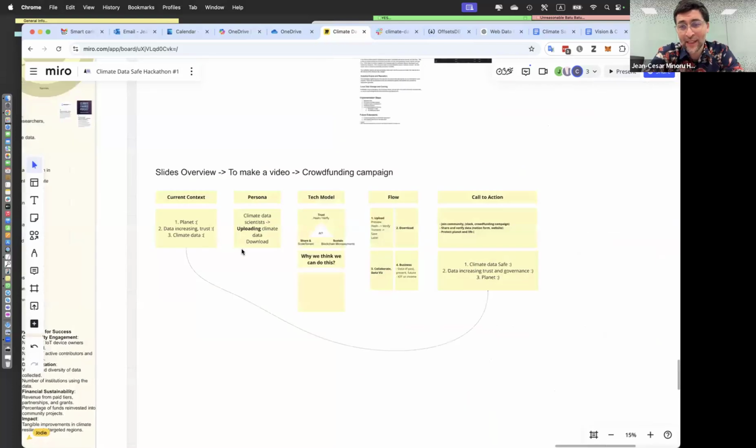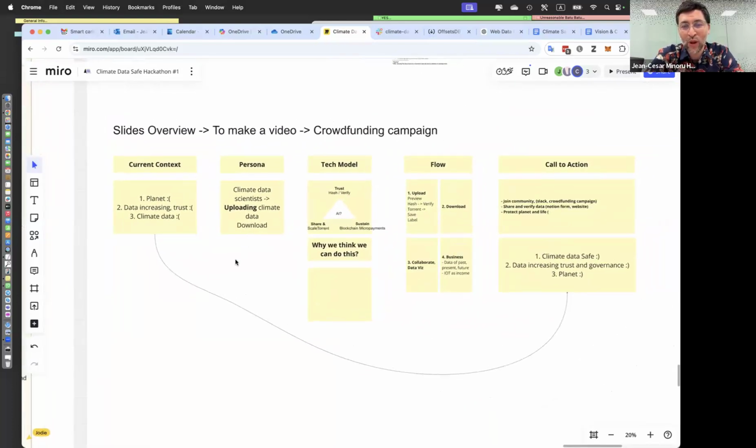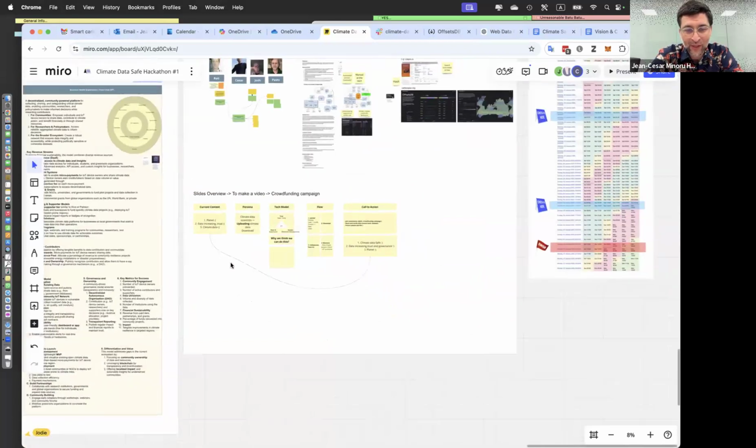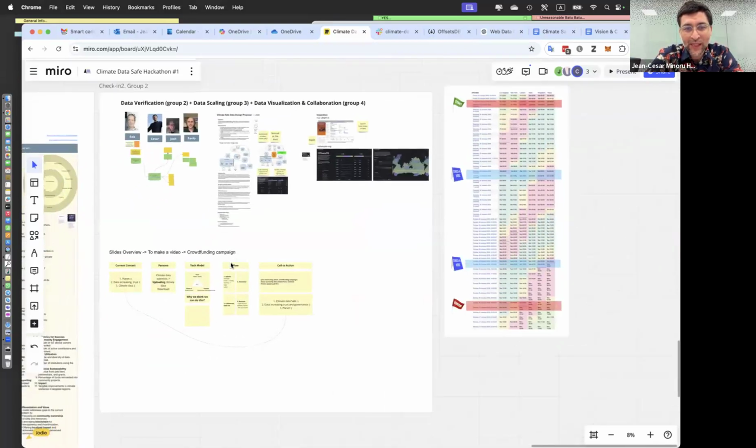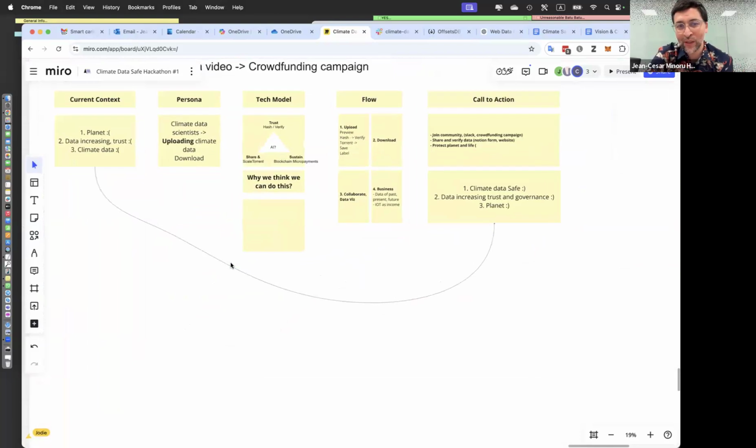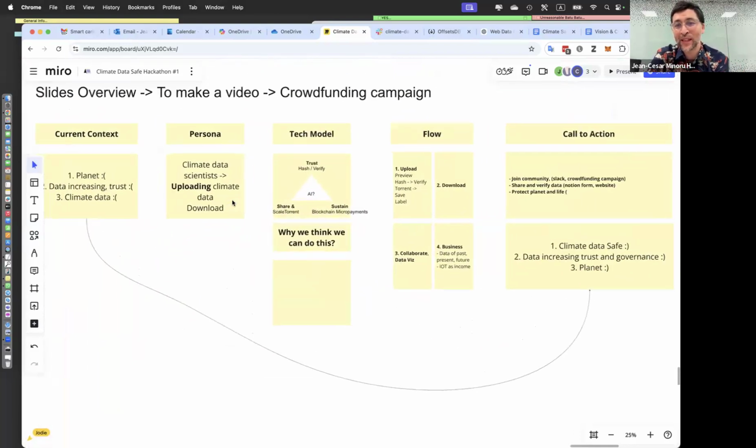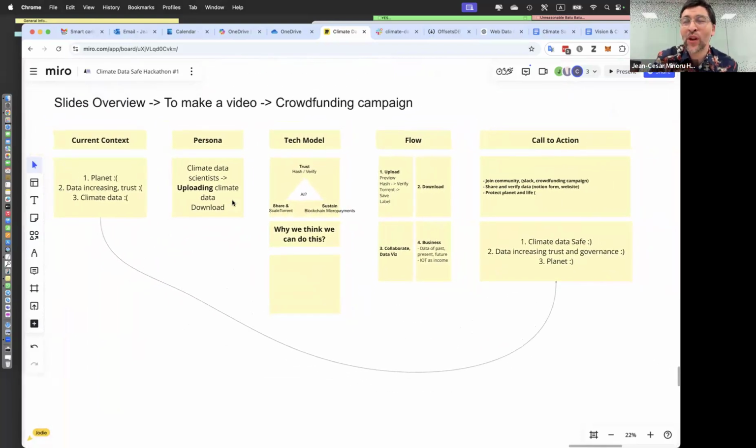What we're discussing is what we want to show in the presentation, essentially what we could make. I would like to make it into almost like a 1-minute video for a crowdfunding campaign, so that people who are our target audience can look at it and say, oh, I want to join the next hackathon, and I have climate data that I want to save.